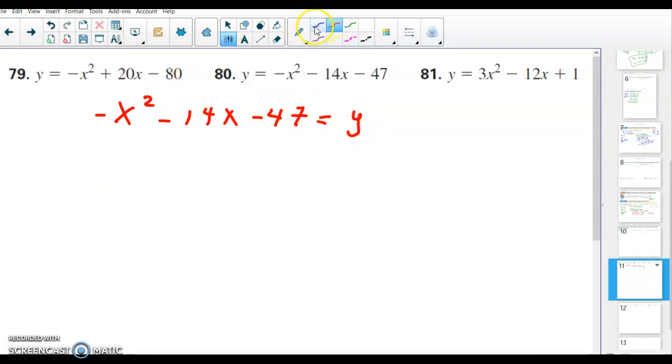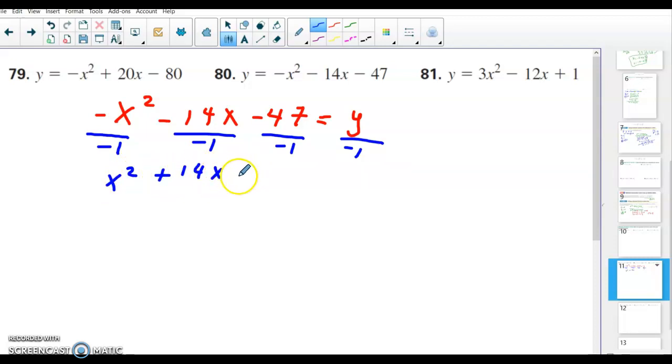All right, so first thing I need to do, like we did earlier, leading coefficient is now a -1. So I'm going to divide by -1. Divide by -1. Divide by -1. Over here, I get just plain old x squared, which is nice. This is a positive 14x, and this becomes a positive 47. And the only thing that's sort of a little bit ugly now is that that is a negative y. Okay, everything else is the same though.